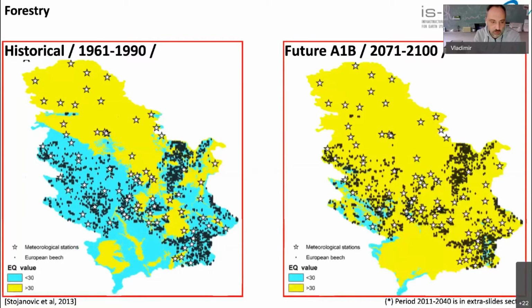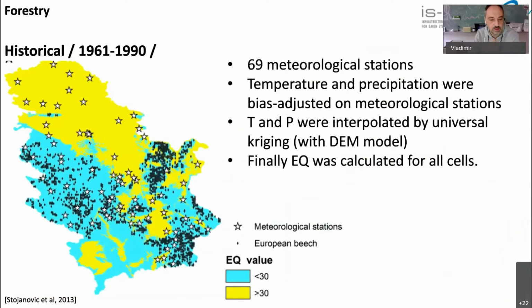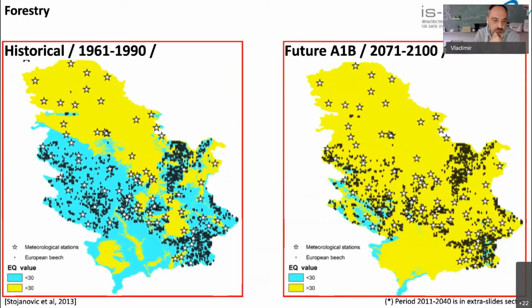When you then do the calculations for the future, you can see that the picture is very similar between what is calculated from observations and the results from the historical run. Then you can compare it to the future, and you can see again a very simple result: the area which supports this tree species is going to shrink significantly in the future.